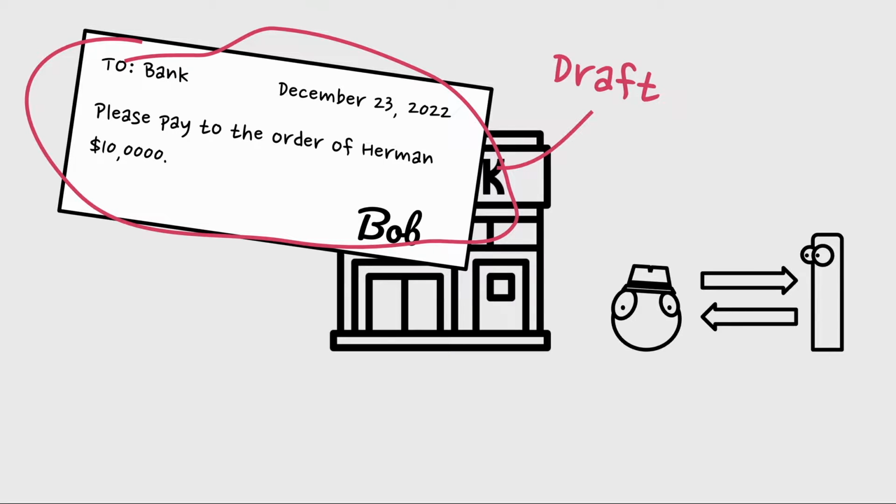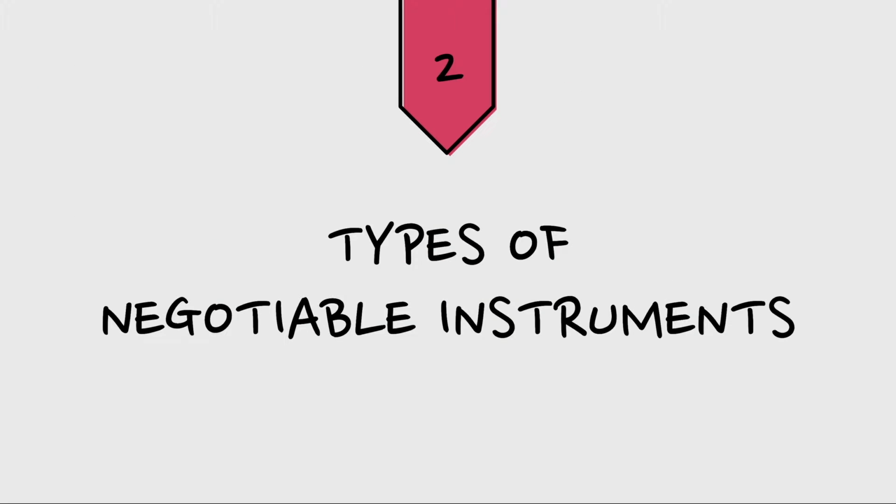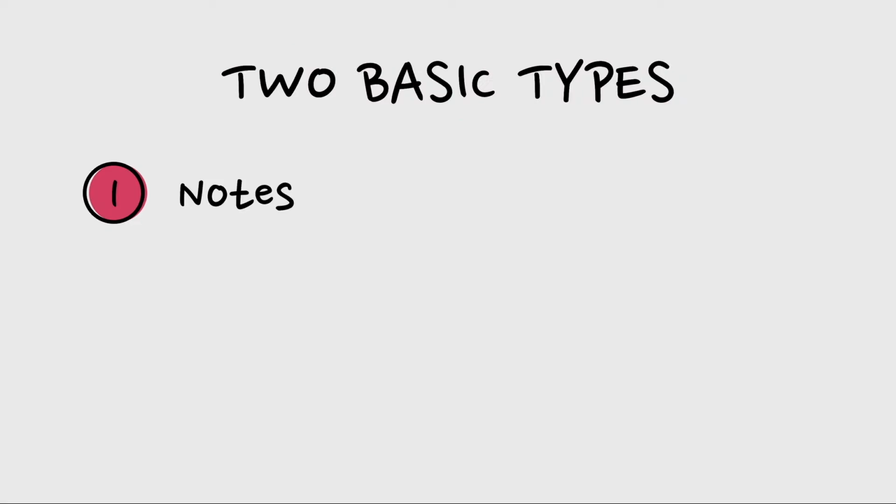So here, important to understand that Bob is giving this check to Herman, right, as payment, as part of a transaction, a commercial transaction, as part of a contract. And we'll see that more specifically in an example we're going to look at in a second. So the two types then of negotiable instruments, as we said, are notes, promissory notes, and drafts, of which checks are only one species.